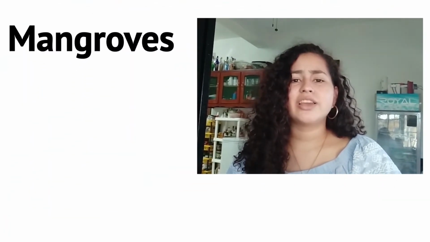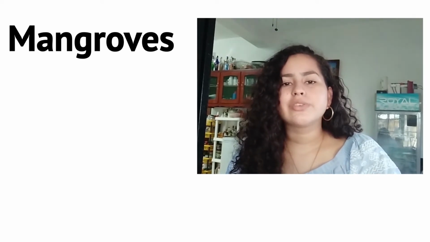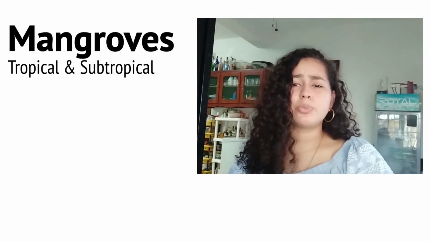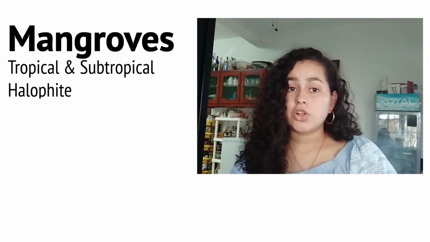Mangroves. Mangroves are a coastal fringe forest. They are unique because they are found between land and the ocean. The term to describe this is intertidal. They can be found in tropical and subtropical areas of the world. And they're halophytes. This means that they're salt tolerant.